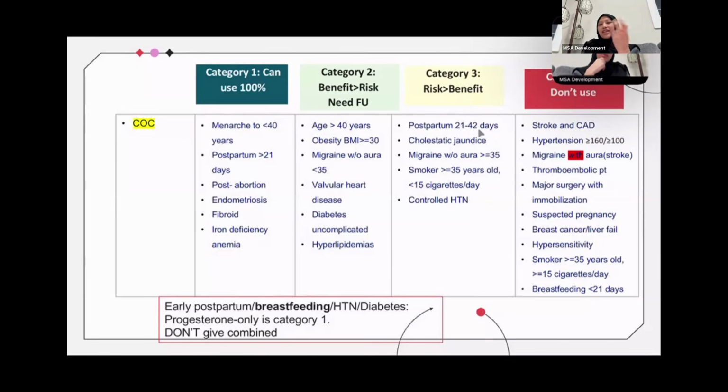And yeah, it's not that you don't need to know really, but it's just in between, right? 21, just remember 21, 40 years, high BMI, 35 years for migraine, 35 years for smoker, 15 cigarettes for smoker. Okay? So that is the absolute. I would say just know this one, and then whatever falls in between is the gray area.